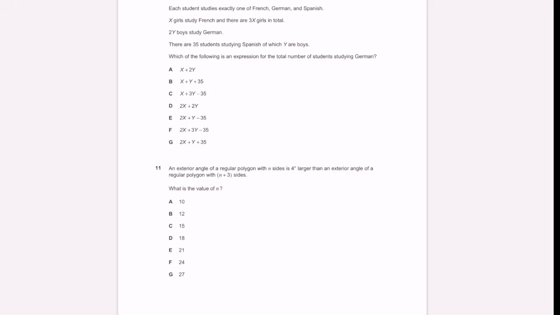So the best way to do these is with a table. So let's have French, let's have German, and let's have some Spanish. And we're going to split it like that. So we will have girls, and then boys along here. Okay, so what do we know from the problem? We know that x girls study French, so we can put a little x here. We know that 2y boys study German. And we know that there are 35 students studying Spanish, of which y are boys.